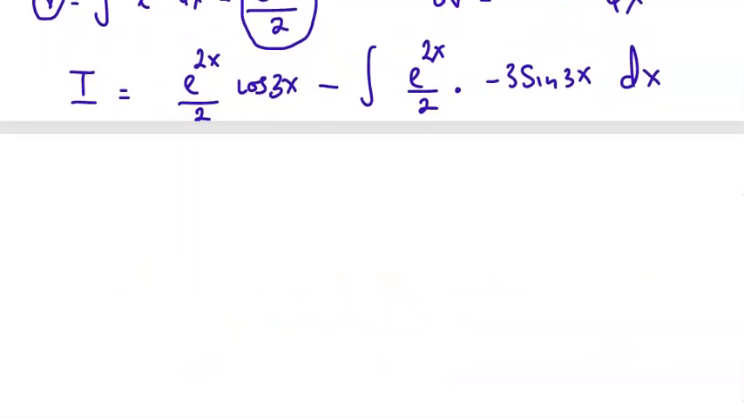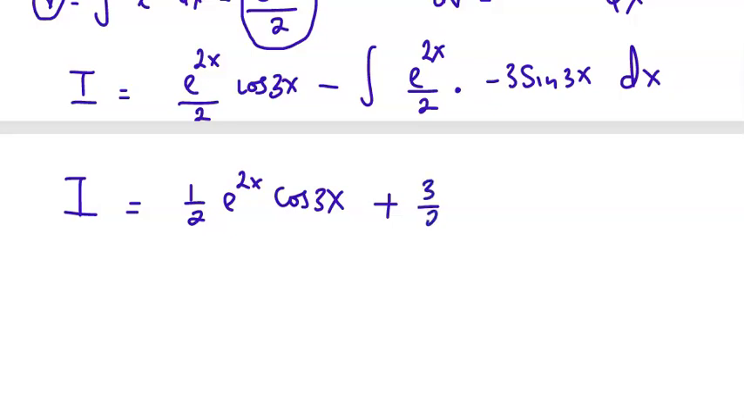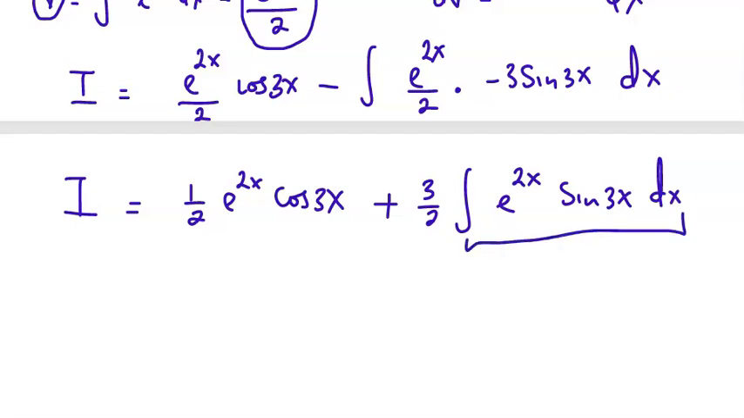Integration by parts again. Let's rewrite this properly. So I is equal to 1 over 2 e raised to the power of 2x times the cosine of 3x, minus, this should be plus, 3 over 2 times the integral of e to the power of 2x multiplied by sine of 3x, and then we have our dx. Next, we work on this with integration by parts.